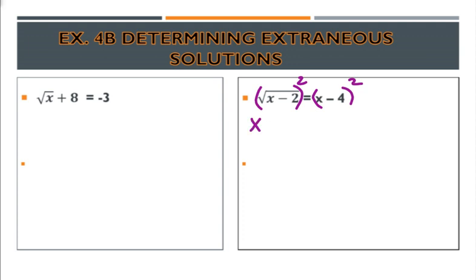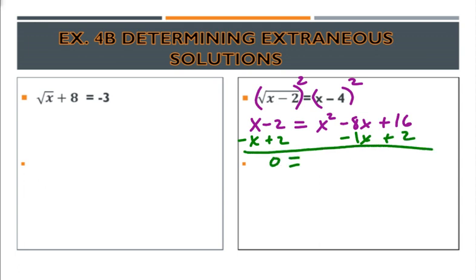So I have x minus 2 equals. Square this side, x times x is x squared. Negative 4x plus a negative 4x is a negative 8x. Negative 4 times a negative 4 is a positive 16. So now I get everything to one side equal to 0, so I subtract x, add 2. Subtract 1x, add 2. This gives us 0 equals x squared minus 9x plus 18.